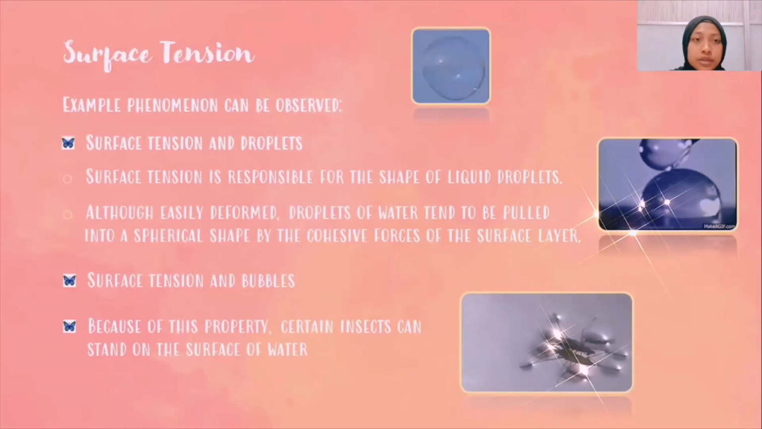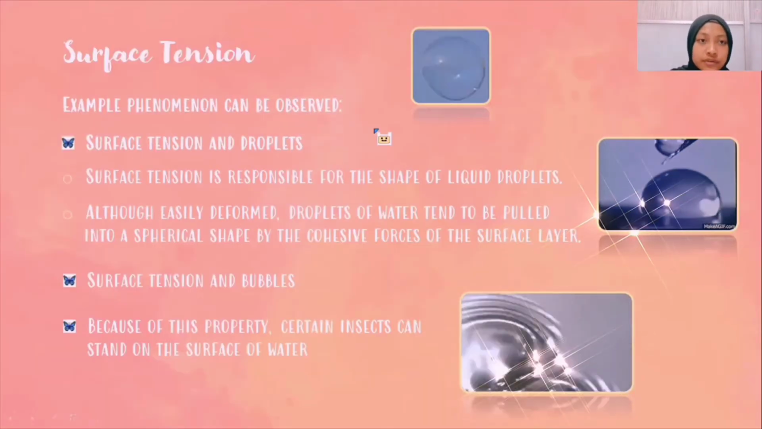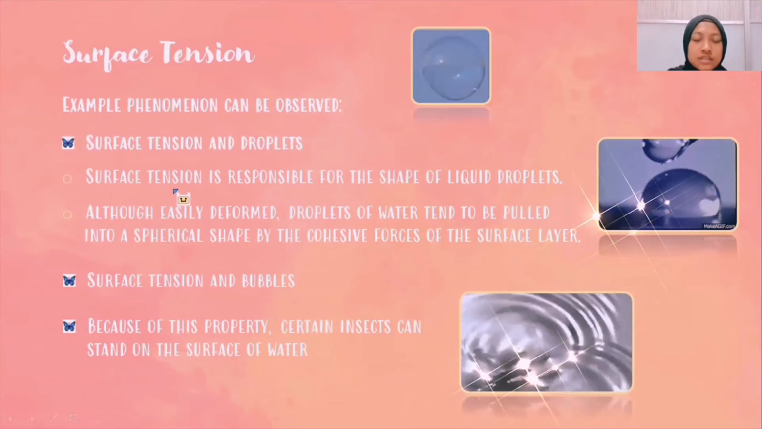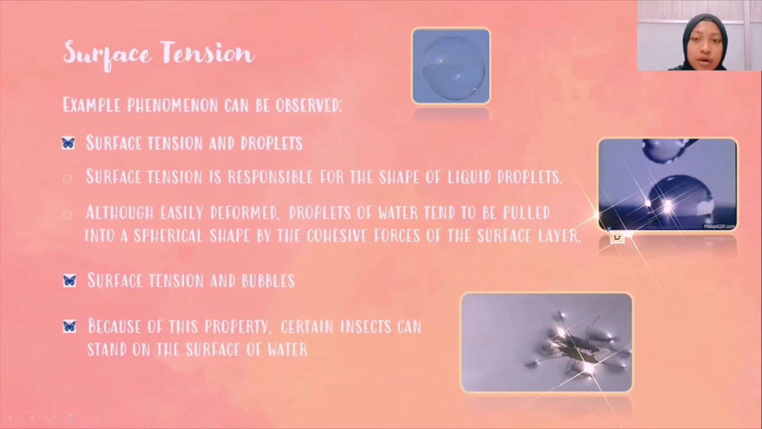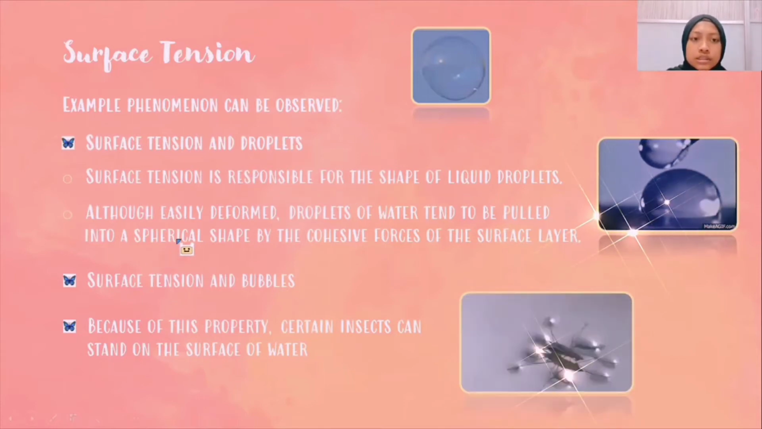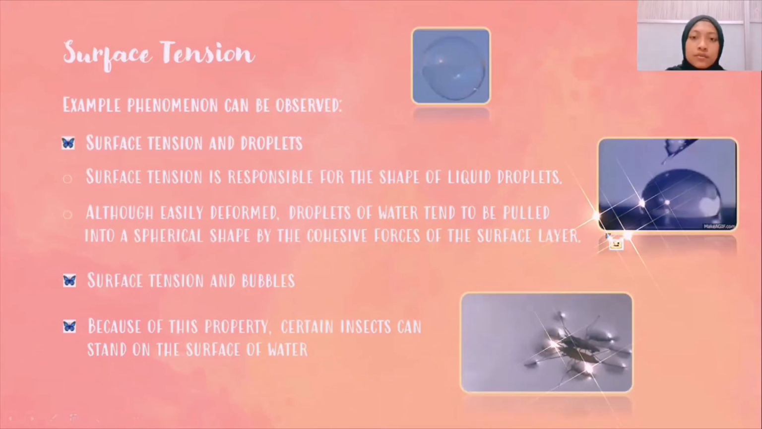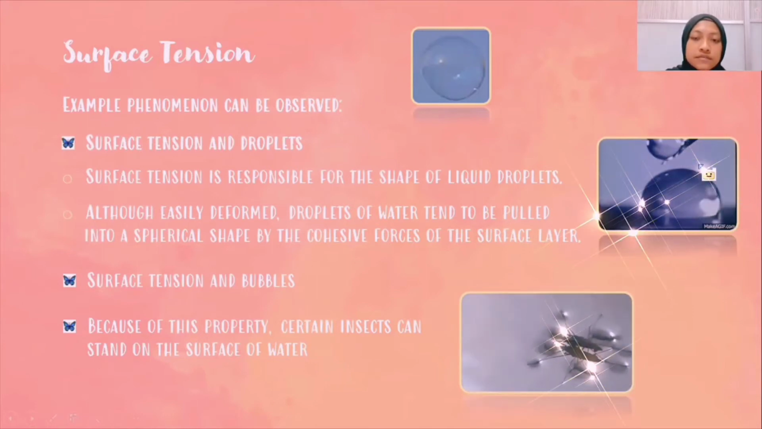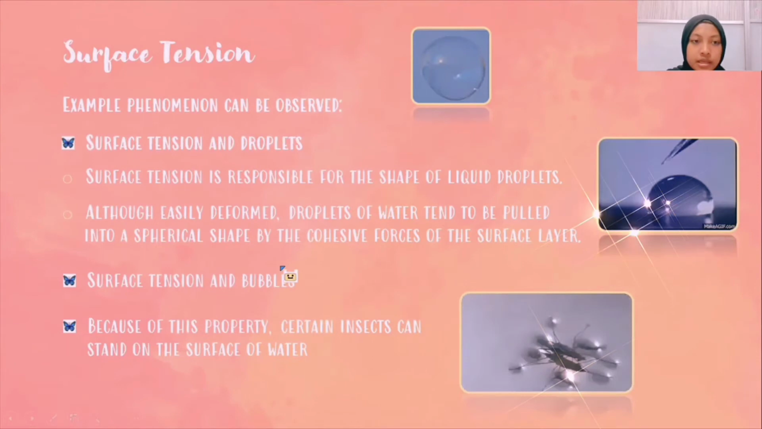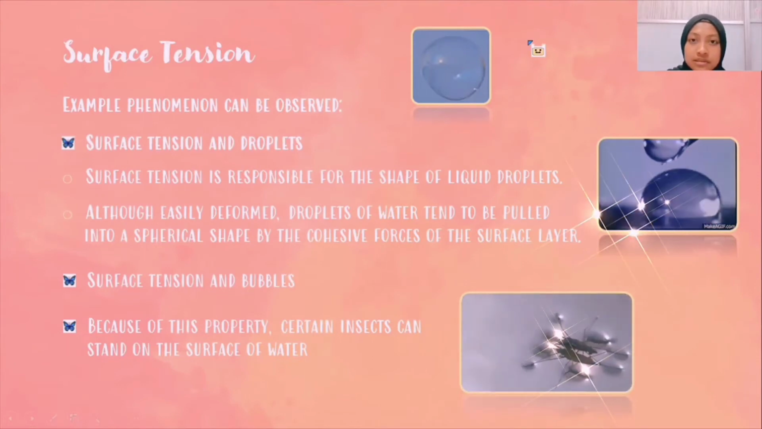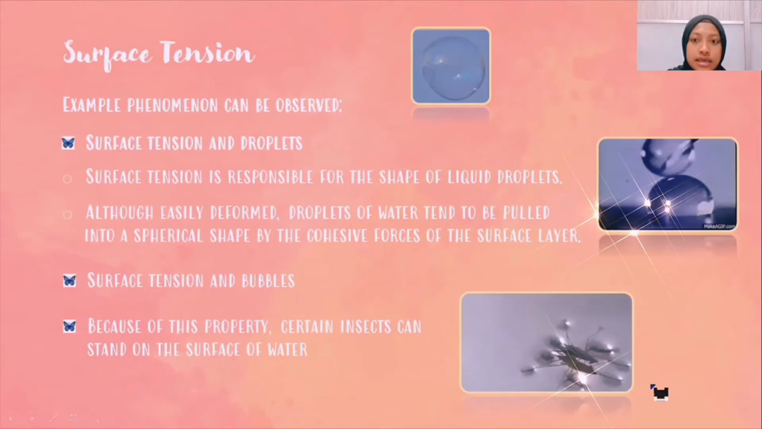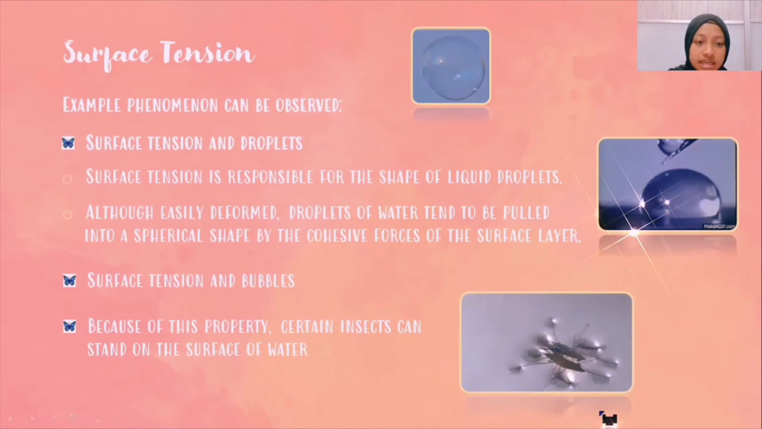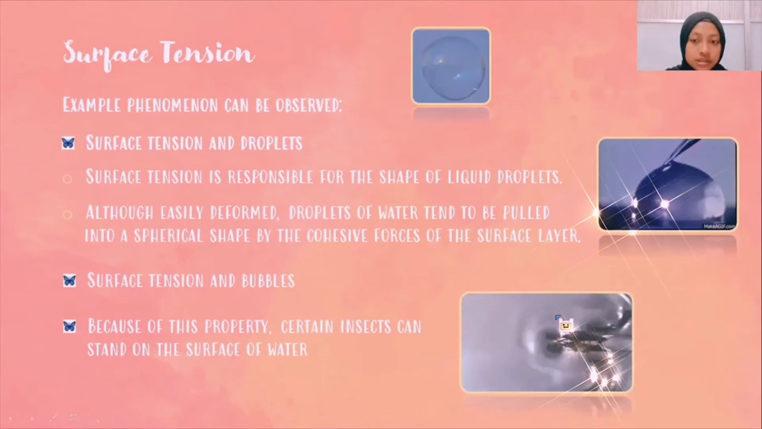Example phenomena of surface tension that we can observe are surface tension and droplets. As you can see here, surface tension is responsible for the shape of liquid droplets. Although easily deformed, droplets of water tend to be pulled into a spherical shape by the cohesive forces of the surface layer. Next examples are surface tension and bubbles, and also surface tension and the water strider. Because of this property, certain insects can stand on the surface of water.